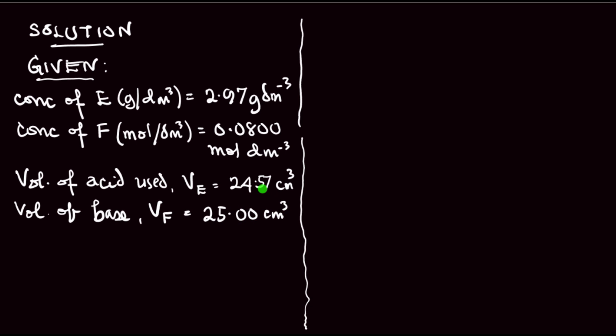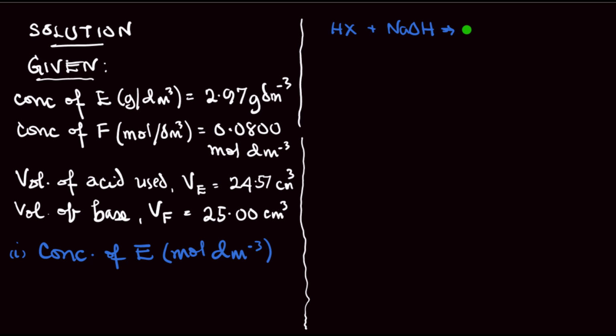So we are told to calculate the concentration of E in moles per dm cube. So 1. Concentration of E in moles per dm cube, that's the molar concentration of E. To calculate the molar concentration of E, you can use concentration in grams per dm cube divided by molar mass. But do we know the molar mass of E? No, you don't know. Why? Because the equation of reaction is HX plus NaOH gives us NaX plus H2O. Since we don't know the value of X, we cannot determine its molar mass, so we cannot use concentration in grams per dm cube divided by molar mass.